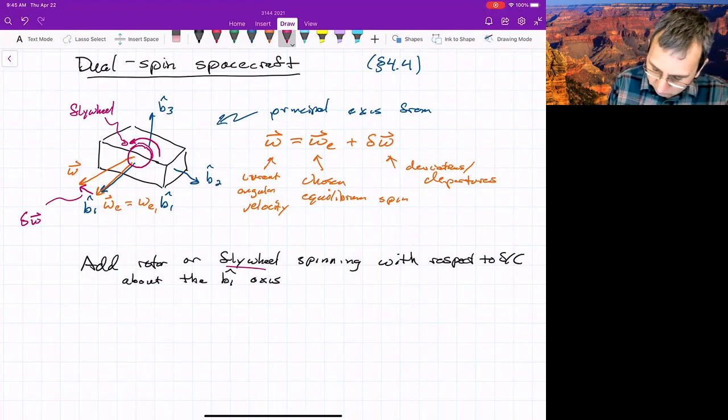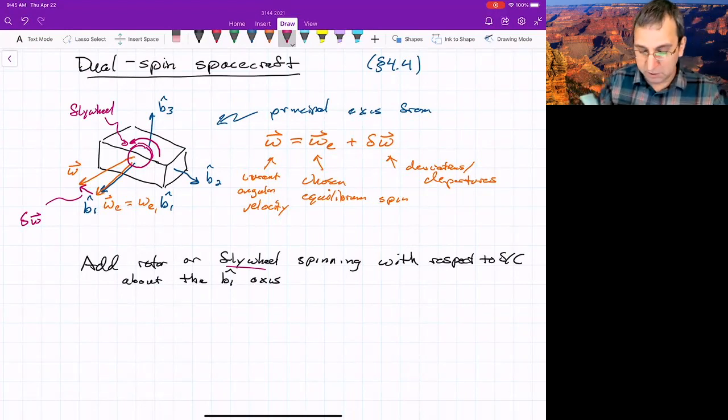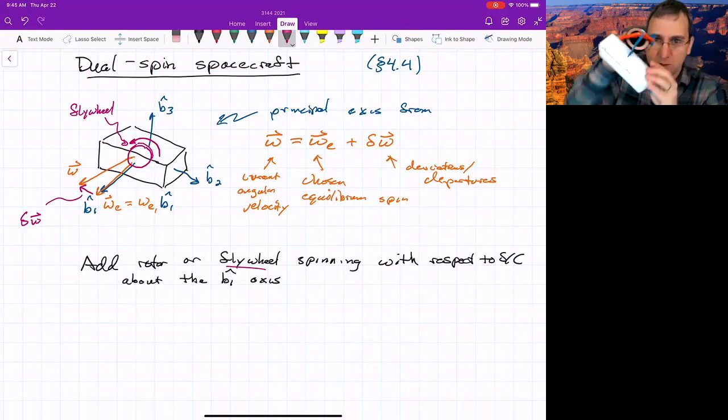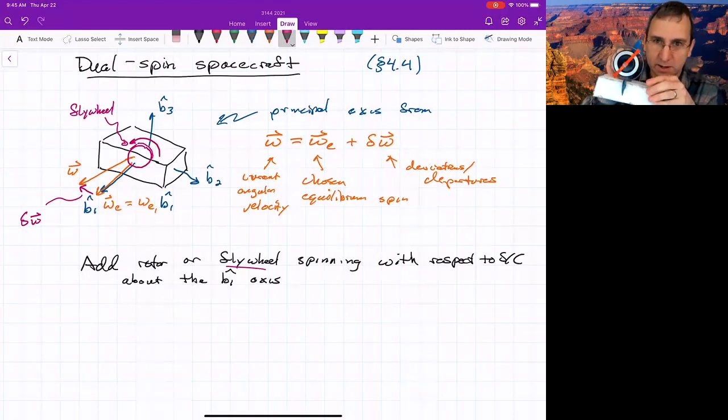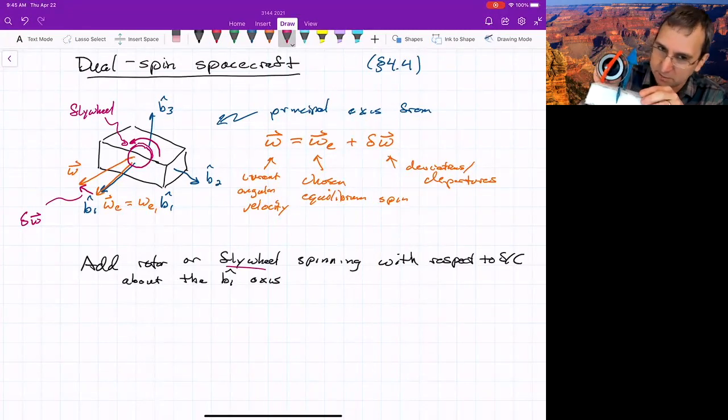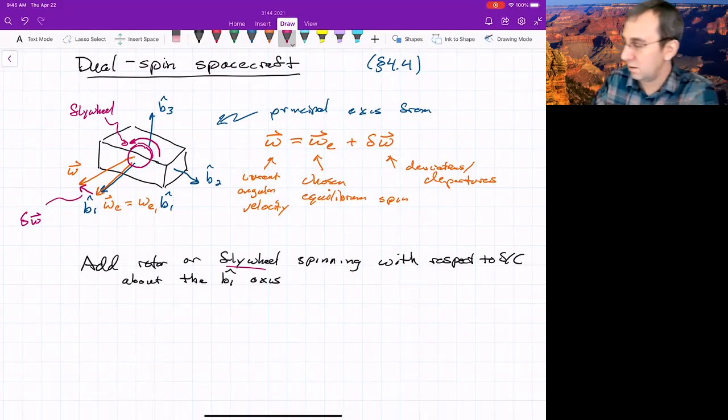So you add a rotor. It's oriented so that it's only spinning. Its main spin with respect to the spacecraft is about the B1 axis. Of course, it is otherwise attached to the spacecraft, so it also is going to do whatever the spacecraft does. But with respect to the spacecraft, it's spinning about the B1 axis.